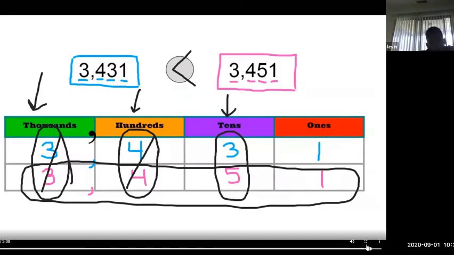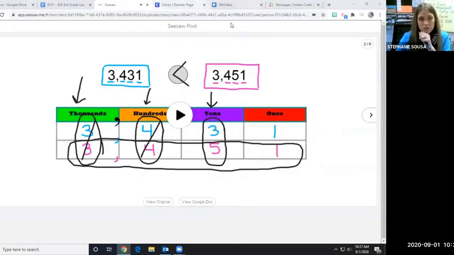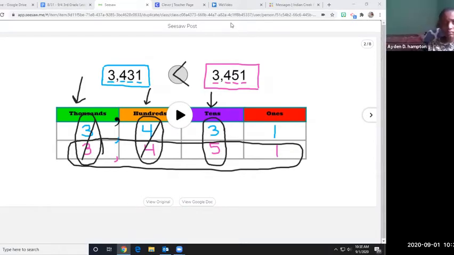Let's go to the next slide to see another example. I'm going to take a look at the hand emoji here. Are there any questions about what you just saw? About how to compare numbers when some of the place values have the same digit? Any questions? I'm looking for that hand emoji here.